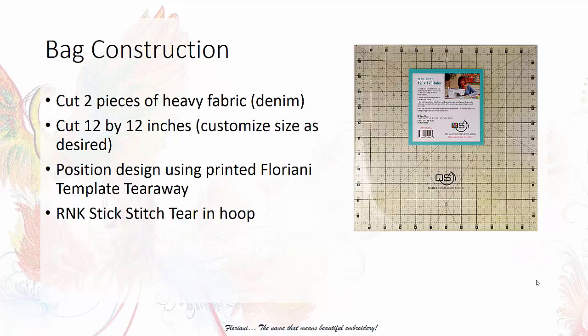As far as the bag construction goes, I cut 2 pieces of heavy denim. I used my Quilter Select ruler. This is 12 by 12. So I had my denim, it was folded in half. I laid my Quilter Select ruler on top of it, took my rotary cutter, and cut around the outside so that it's 12 by 12. Perfect size. I did the same thing with my lining fabric.